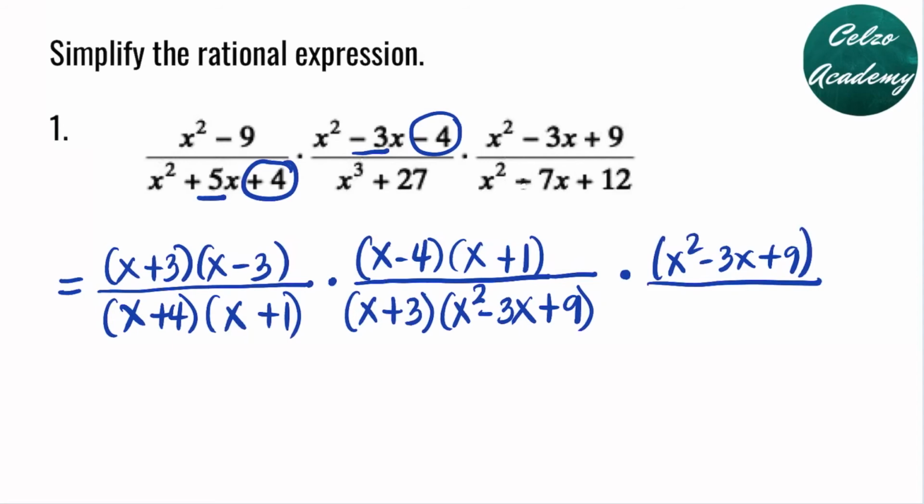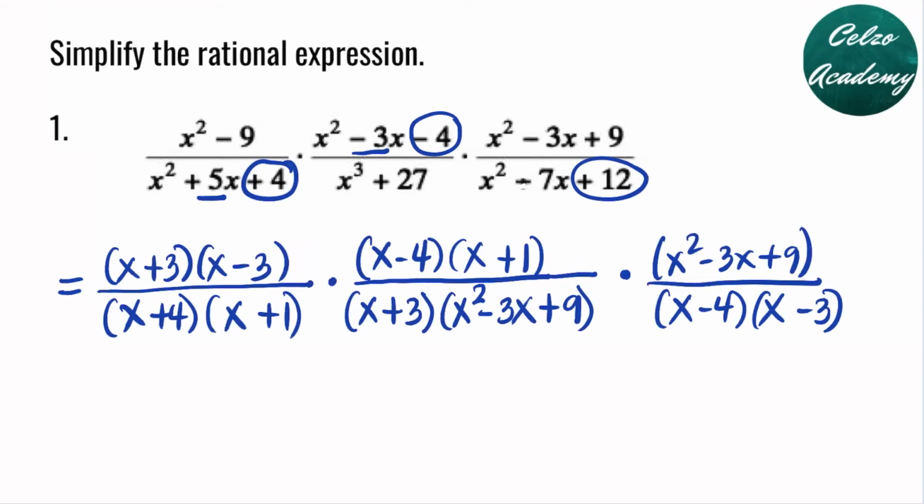And lastly, the denominator x squared minus 7x plus 12. We need to find factors of 12 that will give us a sum of negative 7. What do you think are the two numbers that multiply to 12 and add up to negative 7? It's negative 4 and negative 3. Negative 4 times negative 3 is positive 12, and when you add them, it's negative 7. So the factors are x minus 4 and x minus 3.